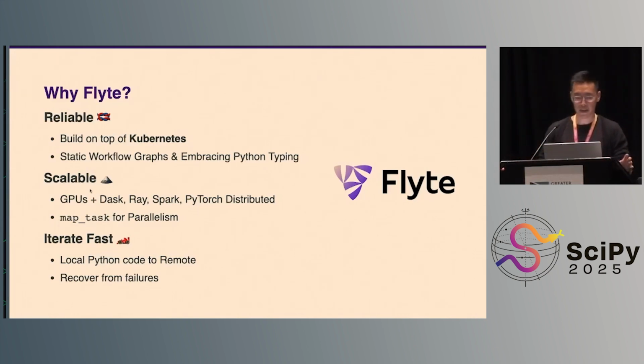You can iterate fast because you can make your local code go remote very easily with one command. The code gets uploaded on demand when you run the CLI. So it feels very quick when you iterate and develop on Flyte.